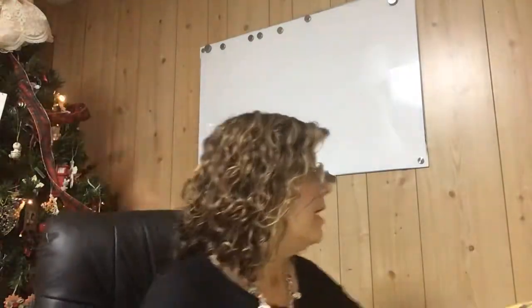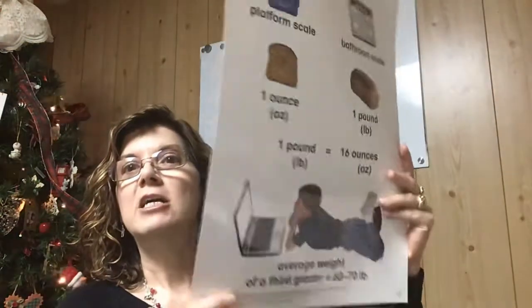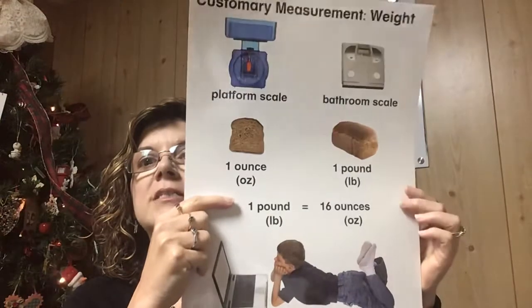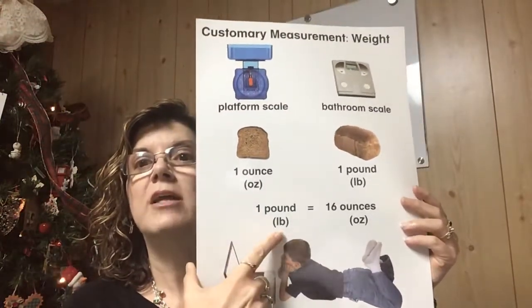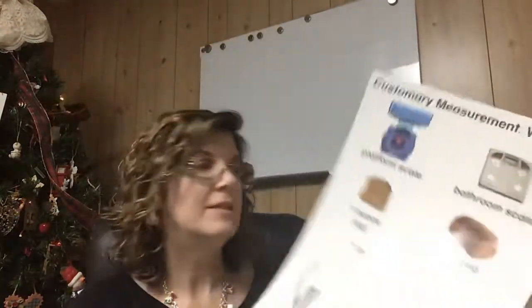Now I do want to remind you what we learned yesterday. We were talking about measurements of weight, and the only one you're going to have to remember from this chart is that 1 pound equals 16 ounces. Also, don't forget LB is the abbreviation for pound and OZ is the abbreviation for ounce.